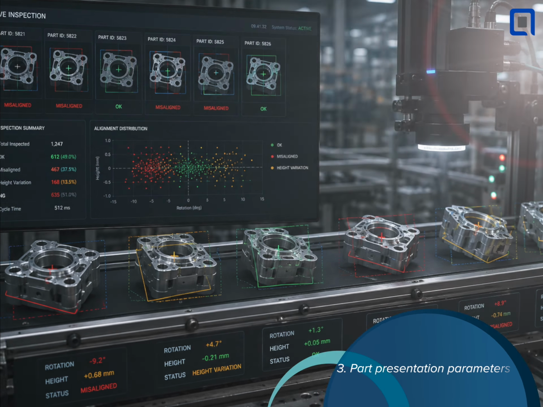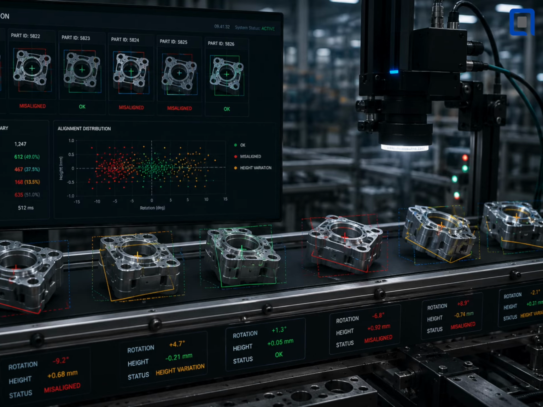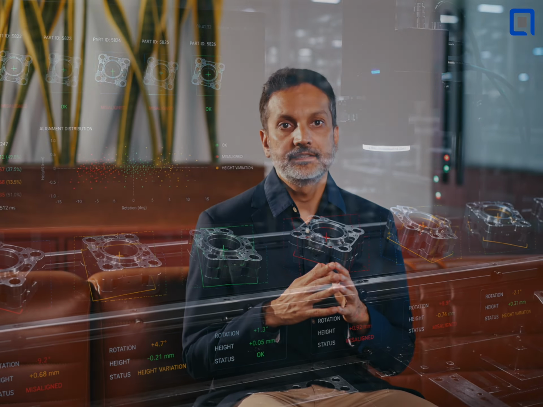Third, the part presentation parameters. How consistent is the orientation? How much does the part move laterally on the conveyor? What's the variation of the height? These determine the field of view, the depth of focus required, and whether a single camera position will work.